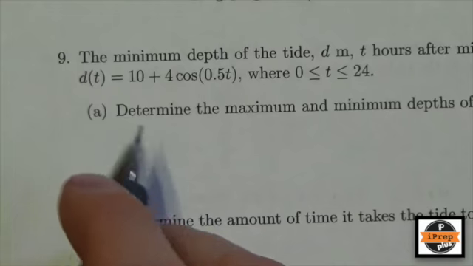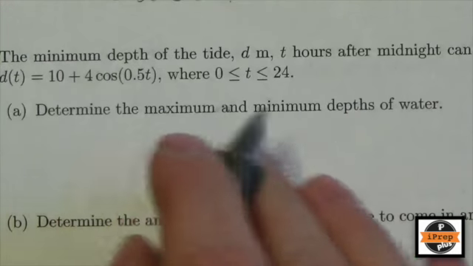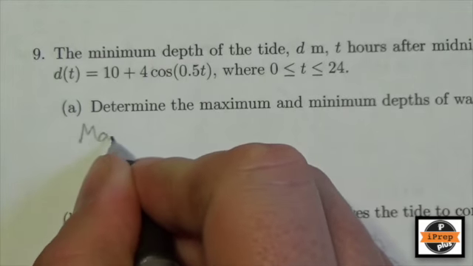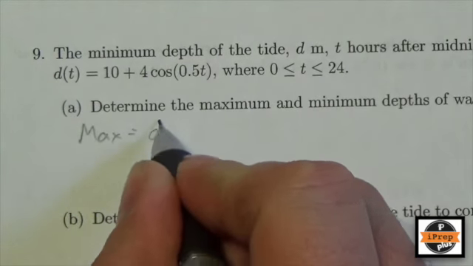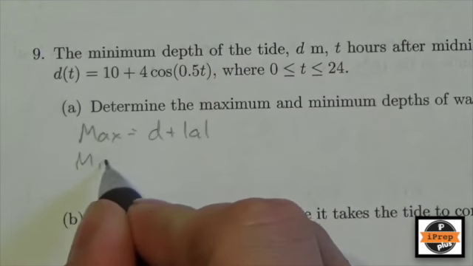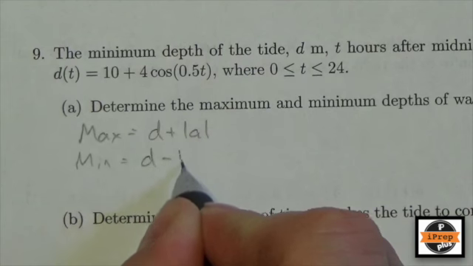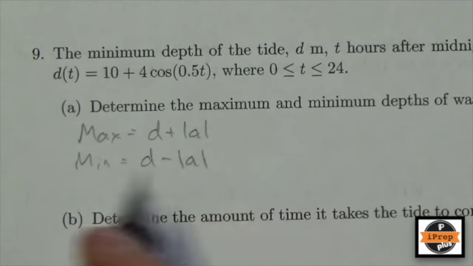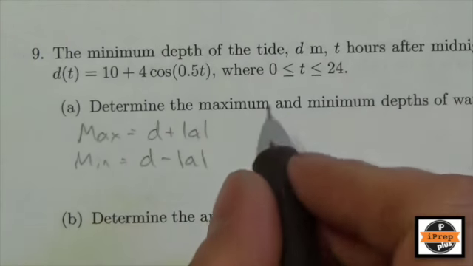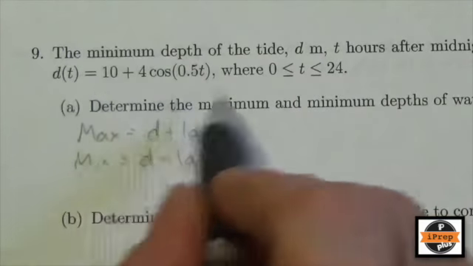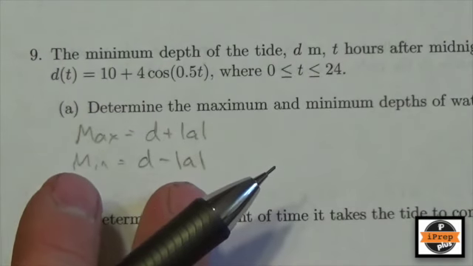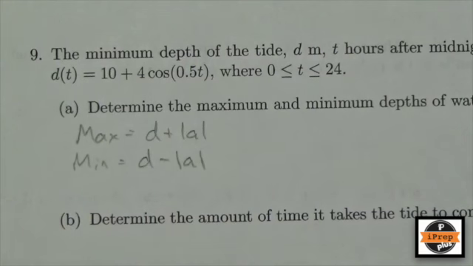So for this question, the first question we're looking at is determine the maximum and minimum depths of the water. Normally when we would do this, we would know that the maximum value would be the D plus the absolute value of the A, and the minimum value would be the d value minus the absolute value of the a value. Now that's still true, but the issue arises when people get locked into a way of thinking that's incorrect, and it can become very hard to answer questions like this.